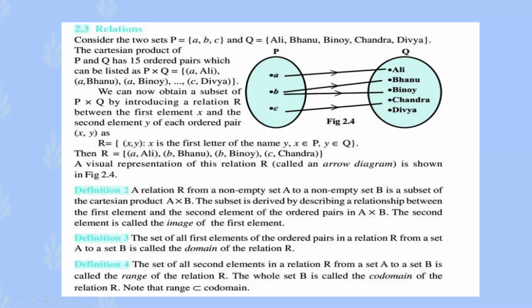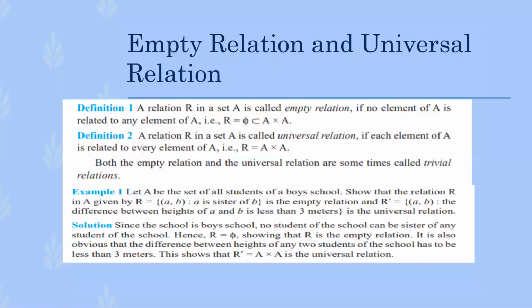So I think that is quite a bit of revision of your class 11th. Moving further according to your class 12th chapter, there will be types of relations now. Here we are going to study the first topic, empty relation and universal relation. Definition 1: A relation R in a set A is called empty relation if no element of A is related to any element of A. That is, R is equal to phi, a subset of A cross A.